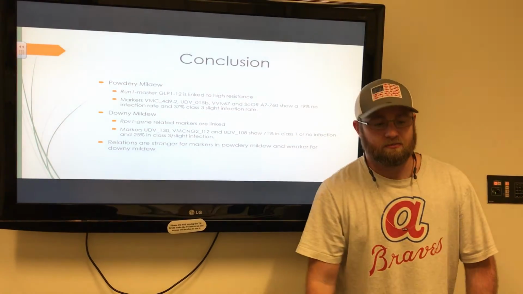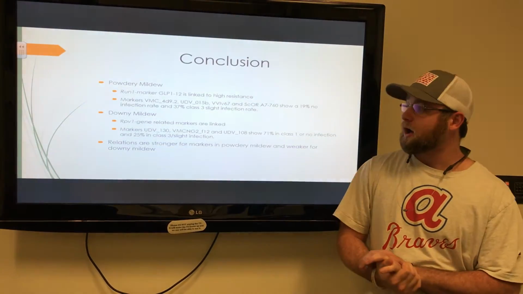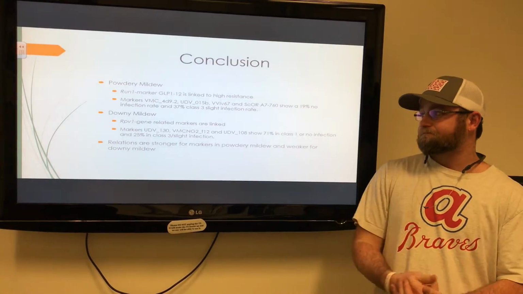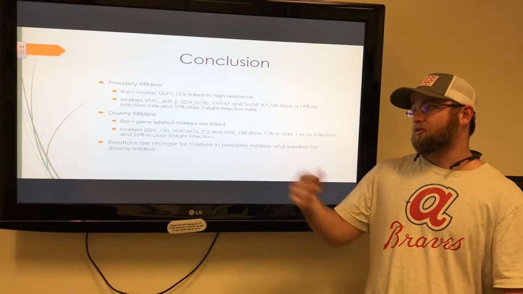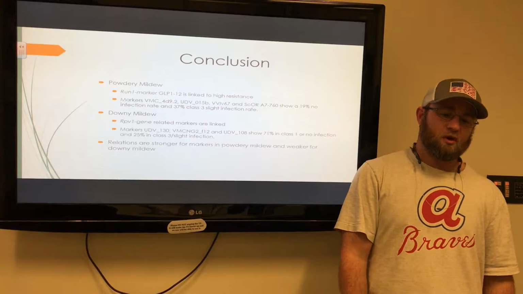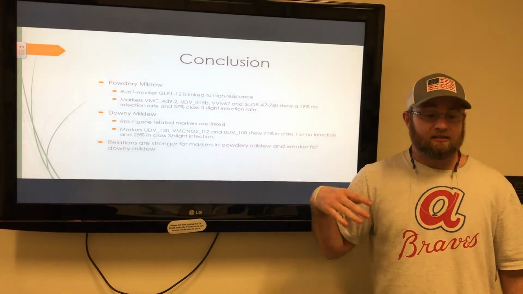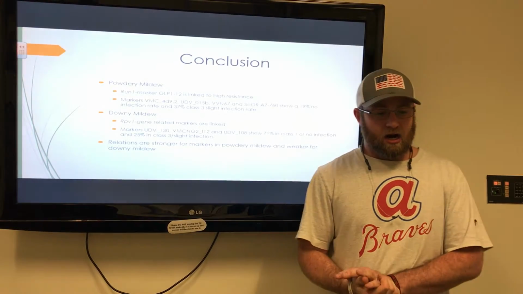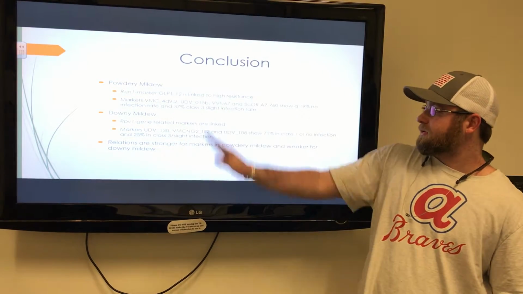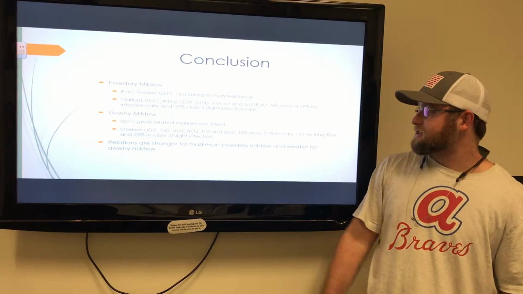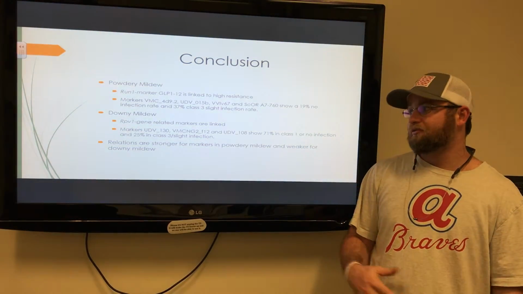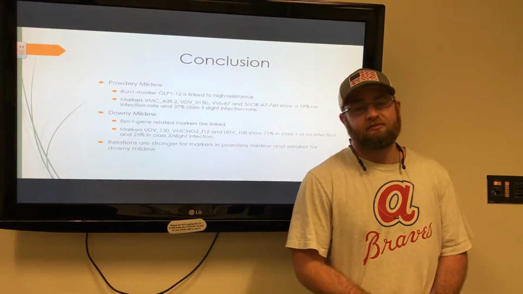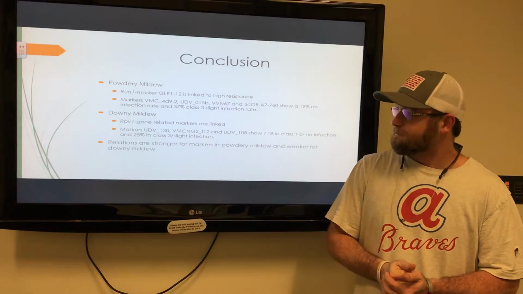So for my conclusion, for powdery mildew, the RUN1 gene, or the RUN1 gene GLP1-12, is highly resistant and linked to powdery mildew resistance. Okay, and then these are the markers from the father varietal that show resistance. You have 19% of them that show no infection. You have 30% of them that show slight infection, class 3. All right.